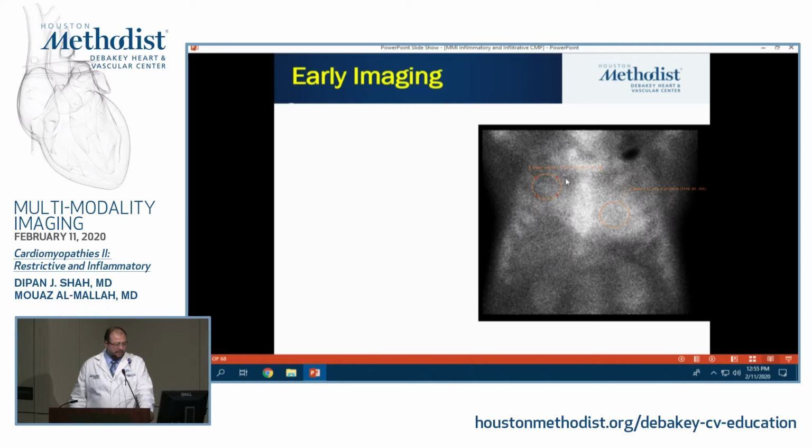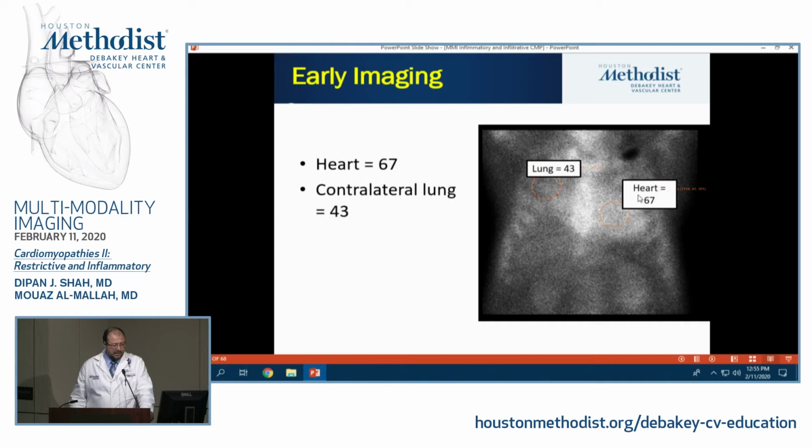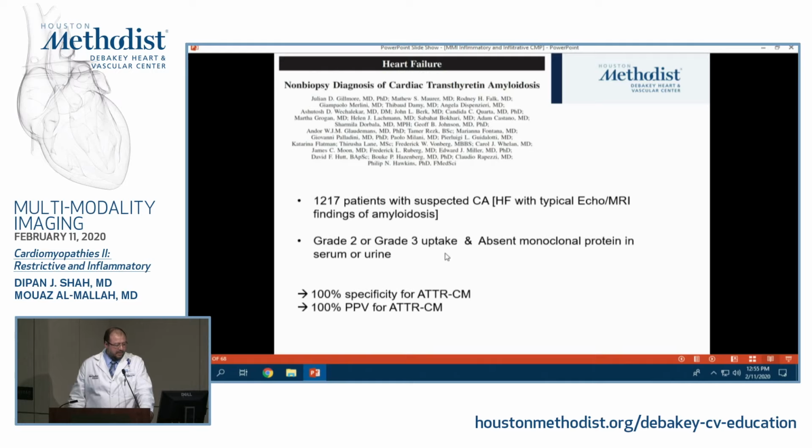However, if your circle is big and encompasses most of the heart, then you're going to be more accurate. For example, this is a patient where the heart is 67, the contralateral lung is 43, and the ratio is 1.5, so really at the edge for this patient. But using these criteria, people have suggested that among patients who have grade 2 to 3, the specificity was 100% and the positive predictive value was 100%. This is among patients who have a high pretest likelihood, who were very much suspected of having typical echo and MRI findings.